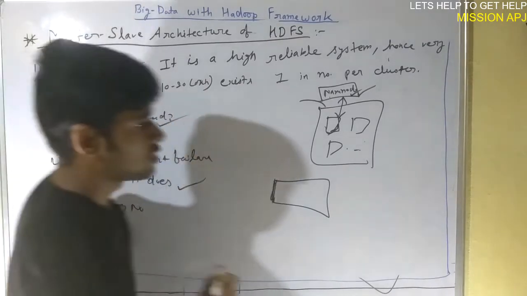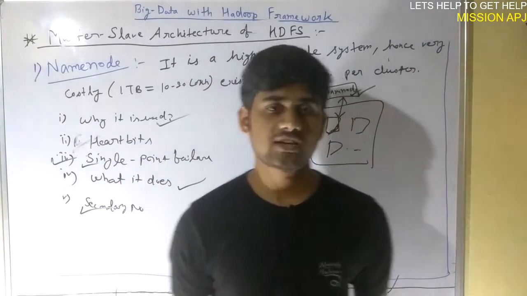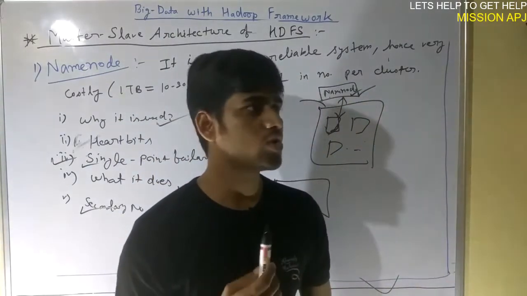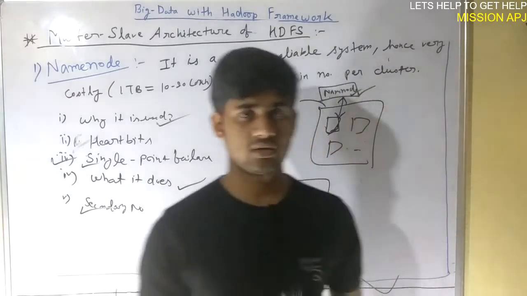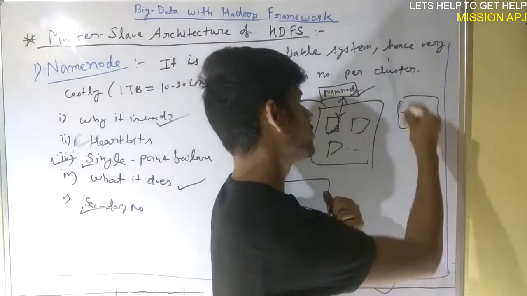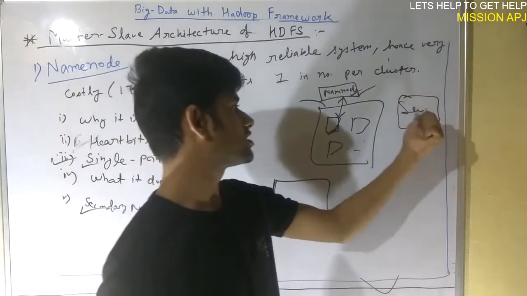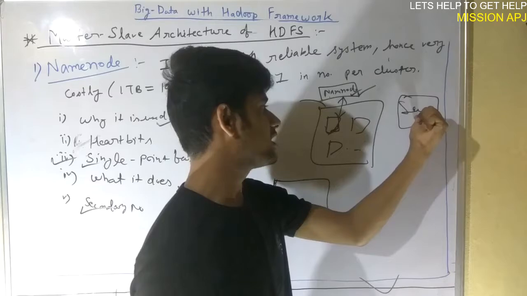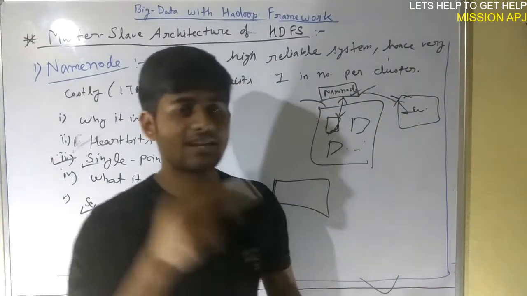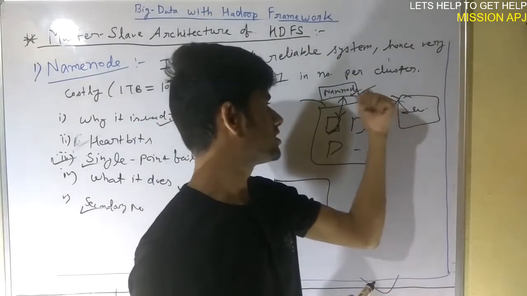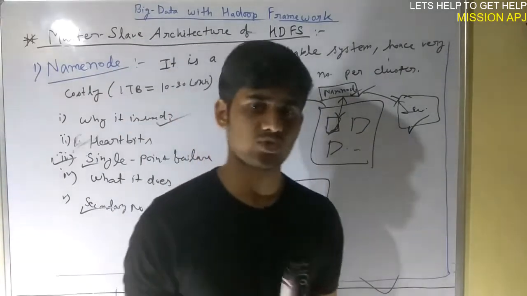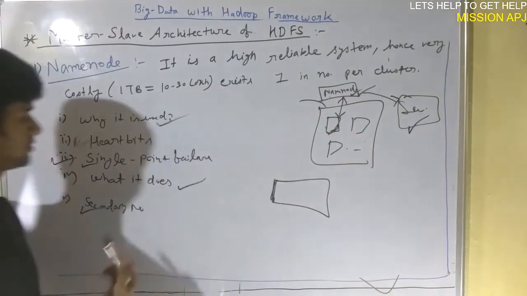Okay, now because of the single point failure, another component is also used. It is not compulsory; it may be used, may not be used. A secondary name node is also used, which is nothing but a total copy of the primary name node, and it is also updated every particular amount of time from the name node. So it's nothing but a backup. The secondary name node is up to this. It is nothing more.